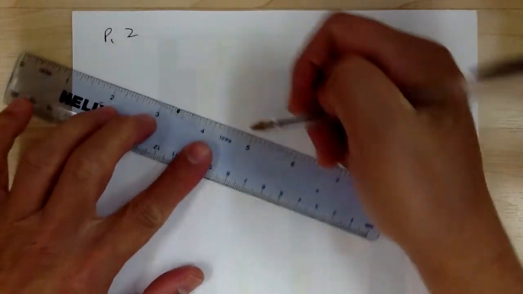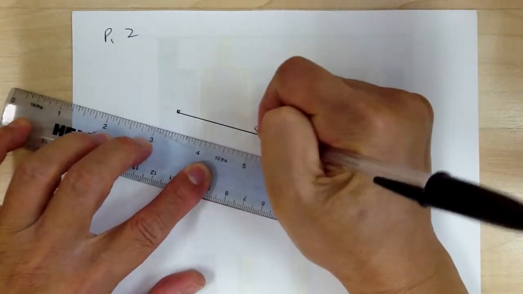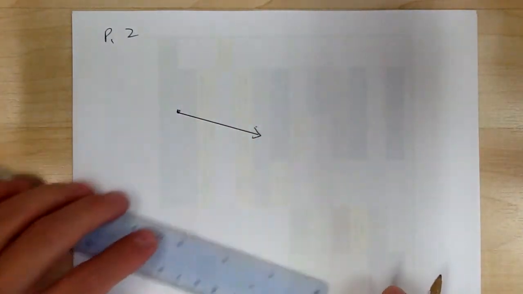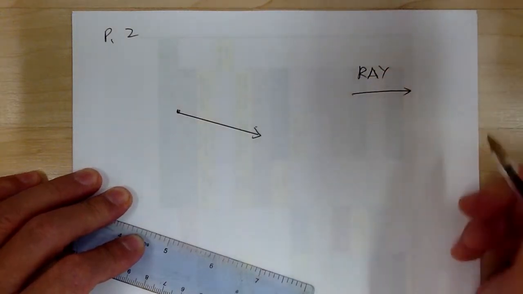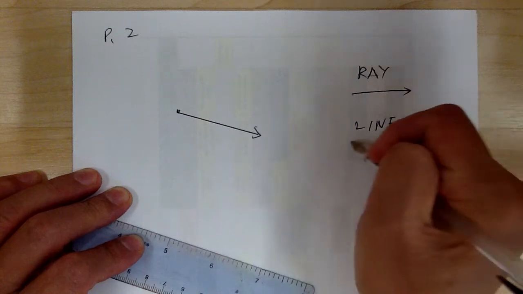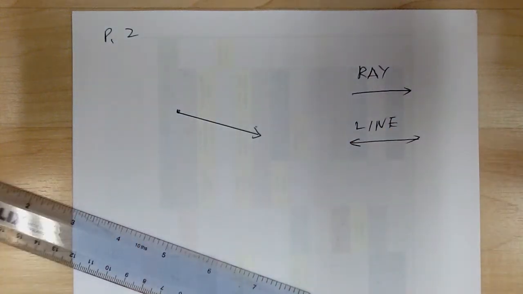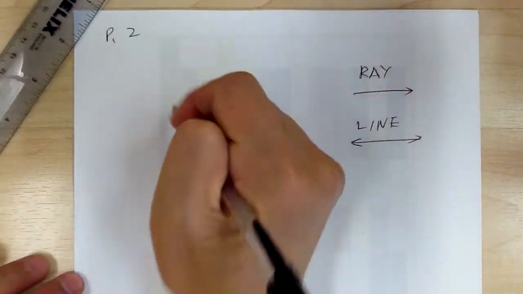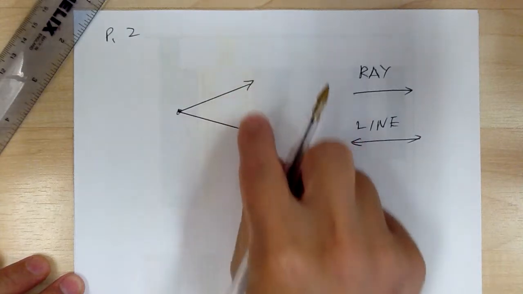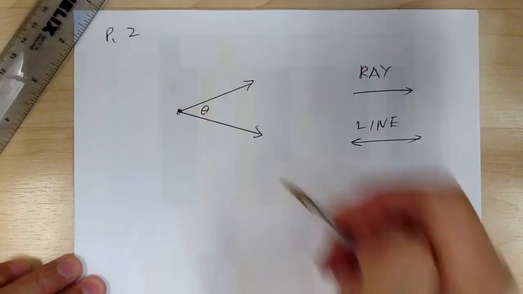Okay, an angle is made out of a vertex, which is a point, and two rays. So this is a ray. Everybody knows the difference between a ray and a line, right? This is a ray, and this is a line. The line goes on infinitely in both directions, so quick review. And so an angle is made out of a vertex and two rays. And this is angle theta.